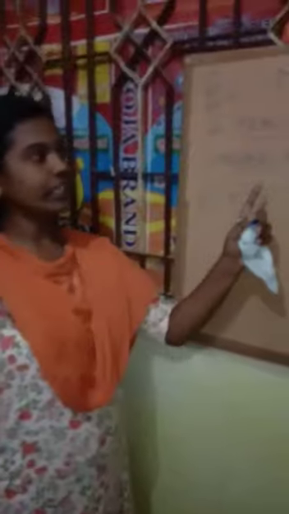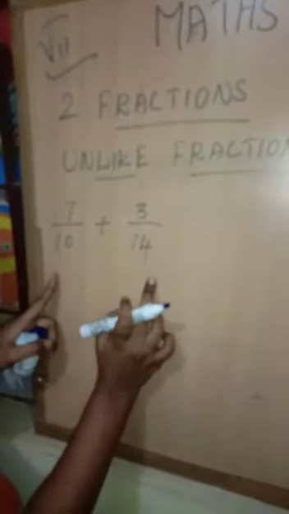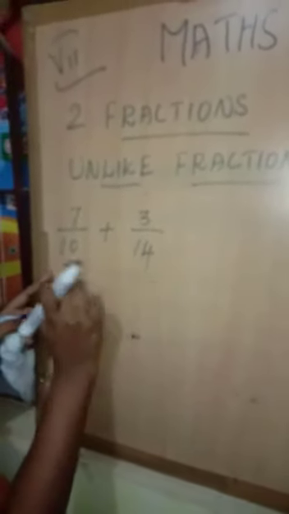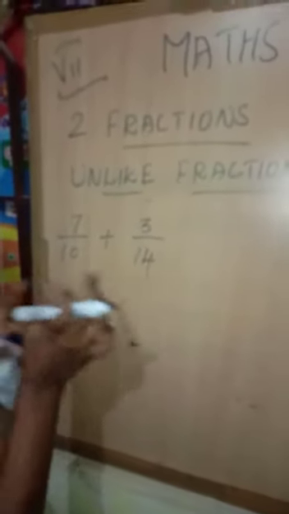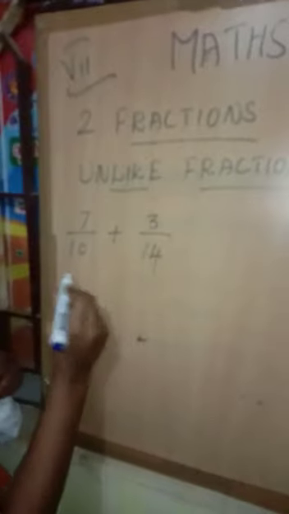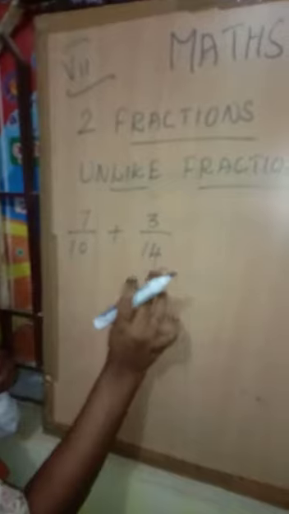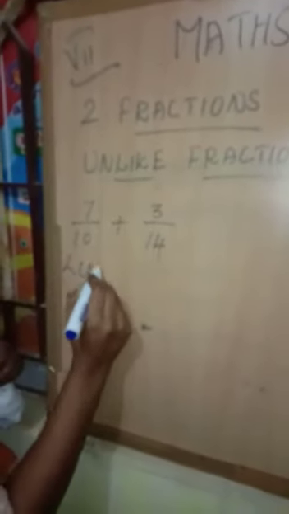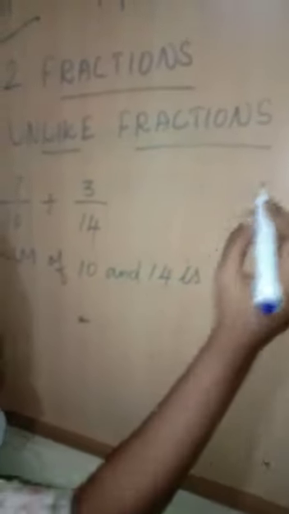Now I am going to explain how to add unlike fractions. Here 7 by 10 and here 3 by 14. These two fractions are unlike fractions. Why? Because we have different denominators. 10 and 14 are different denominators. So these two fractions are unlike fractions. So in this case what do you have to do? We have to convert into the same denominator. Then we have to add. Understood? To convert into the same denominator, we have to take the LCM of the denominator values. Here what are the denominators we have? 10 and 14.